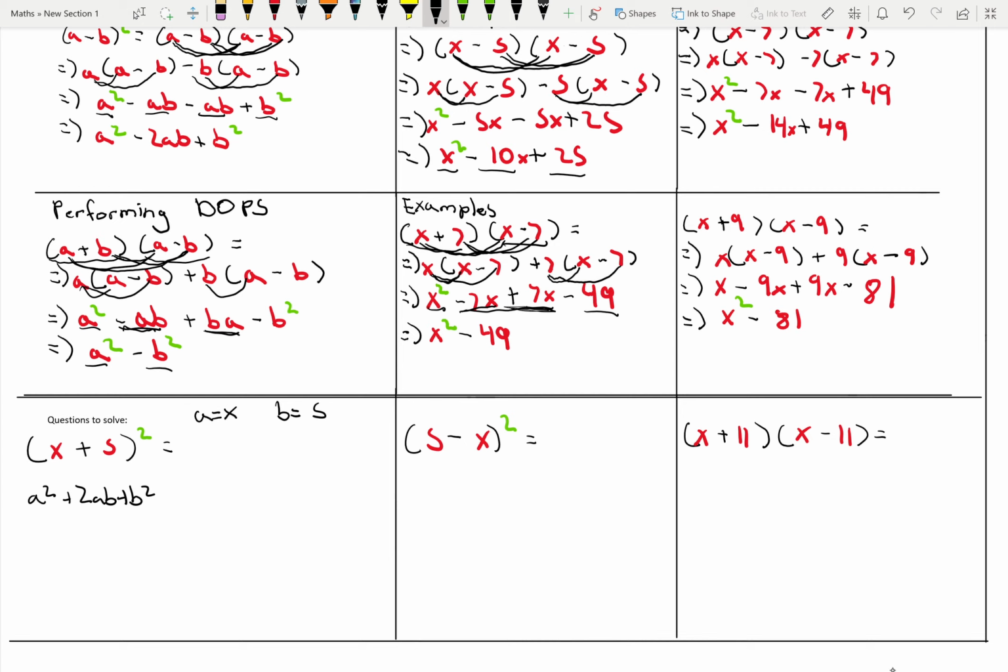If we substitute it, a squared would just be x squared, 2ab would be 2 multiplied by 5 multiplied by x, and then b squared would just be 5 squared. And then that equals x squared plus 10x plus 25. Or you can do it the long distributive law way.